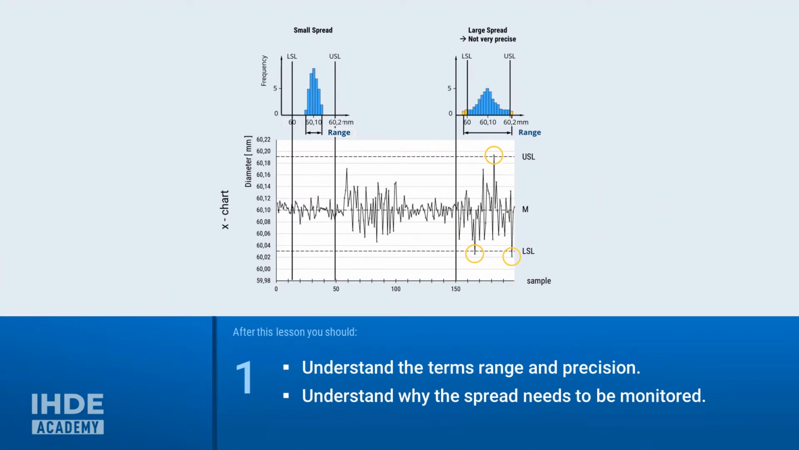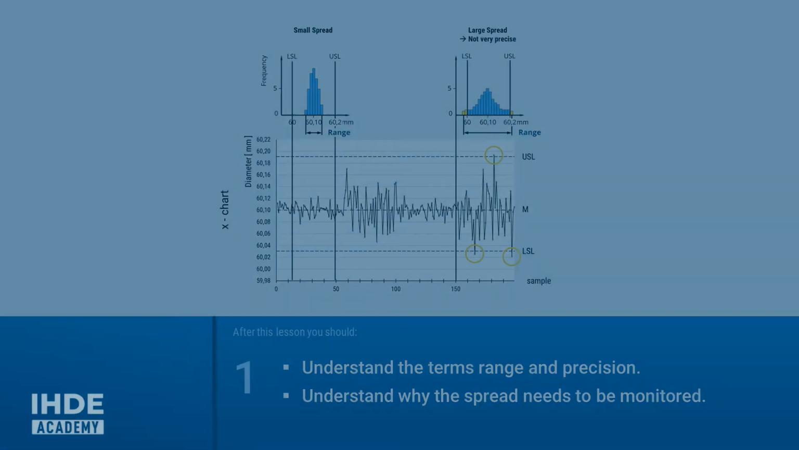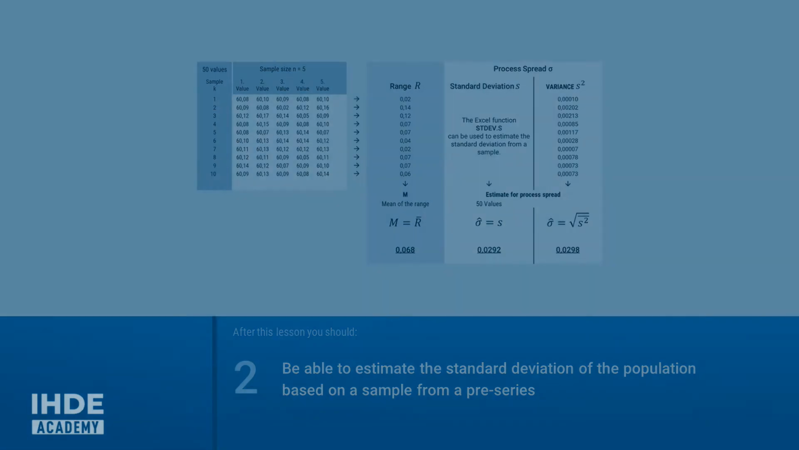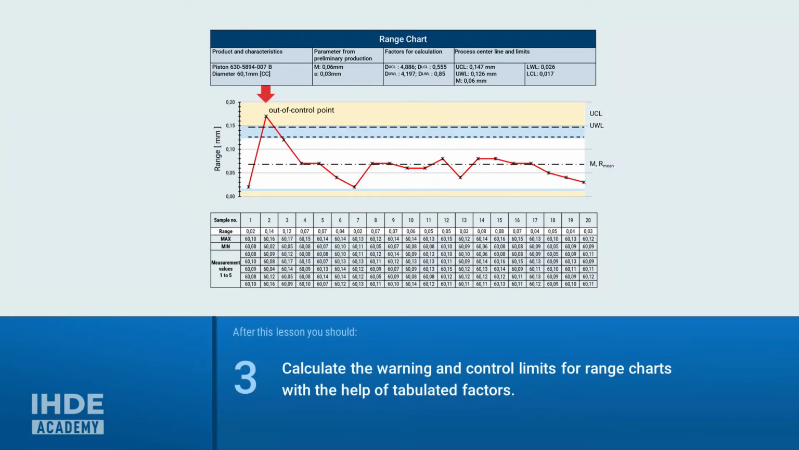And hello again to this lesson, which essentially has 3 learning objectives. After this lesson, you should be familiar with the terms range and precision and understand why it is necessary to monitor the spread of a process. You should also be able to use a sample to calculate the range and the spread in the form of the standard deviation. Of course, the focus of this lesson is that you should be able to create a control chart yourself and calculate the warning and control limits.